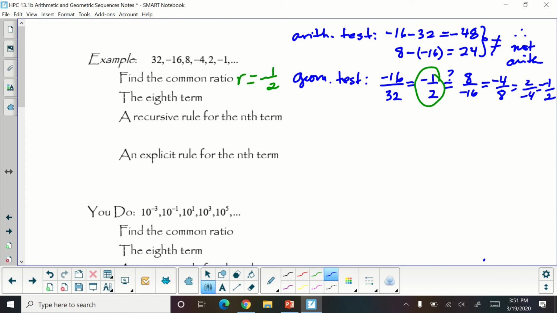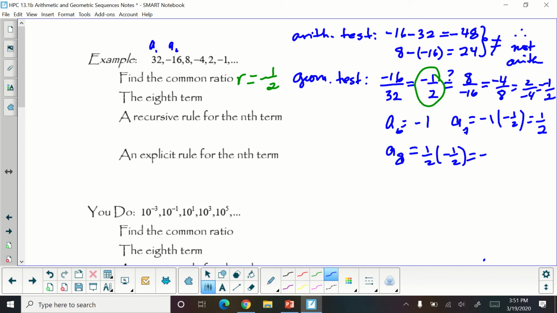So what I have here is the first term, the second term, the third, the fourth, the fifth, the sixth. So since the 6th term is negative 1, the 7th term is going to be negative 1 times my common ratio, which is negative 1/2, which is 1/2. And then my 8th term is going to equal the 7th term, which was 1/2, times my common ratio, which is negative 1/2, which gives me negative 1/4. So my 8th term, a sub 8, is equal to negative 1/4.